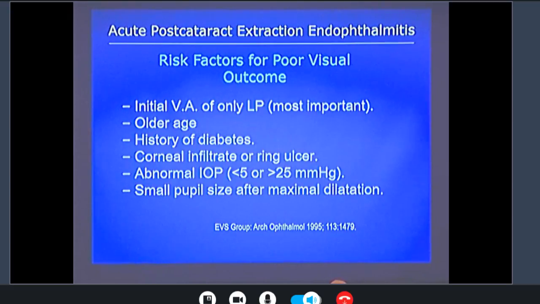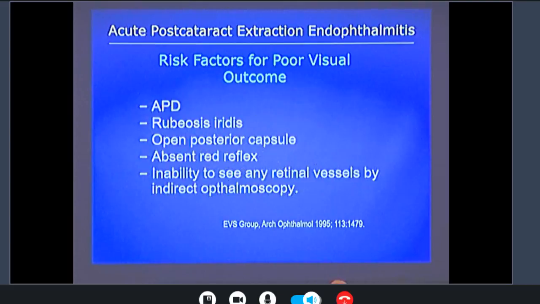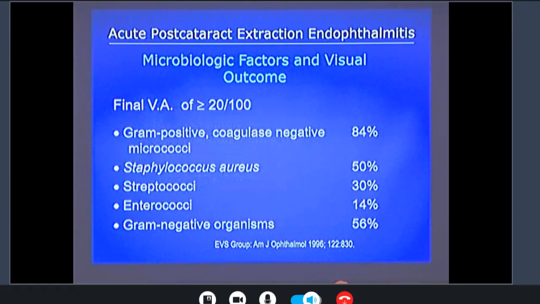Abnormal intraocular pressure, small pupil after maximal dilation, afferent pupillary defect, rubeosis iridis, open posterior capsule, absent red reflex, inability to see any retinal vessels by indirect ophthalmoscope, which is a sign of dense vitreous involvement. So these are signs of poor outcome.